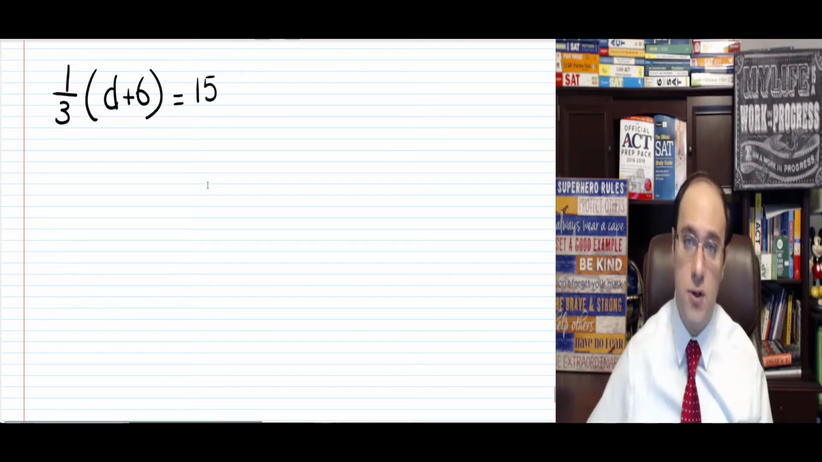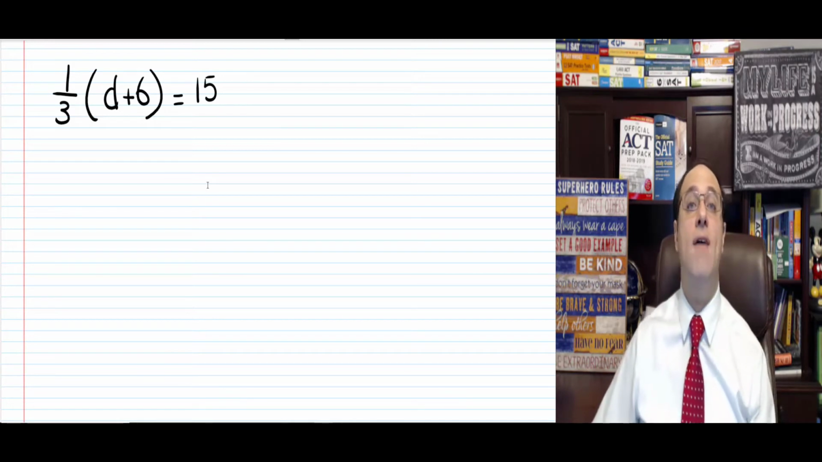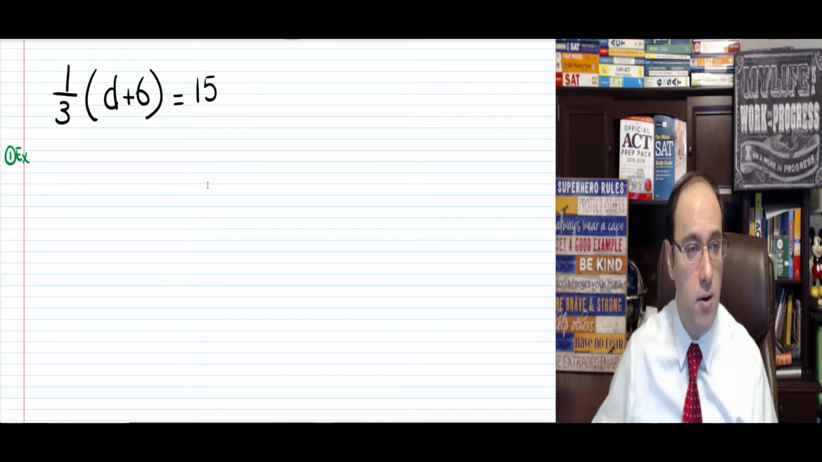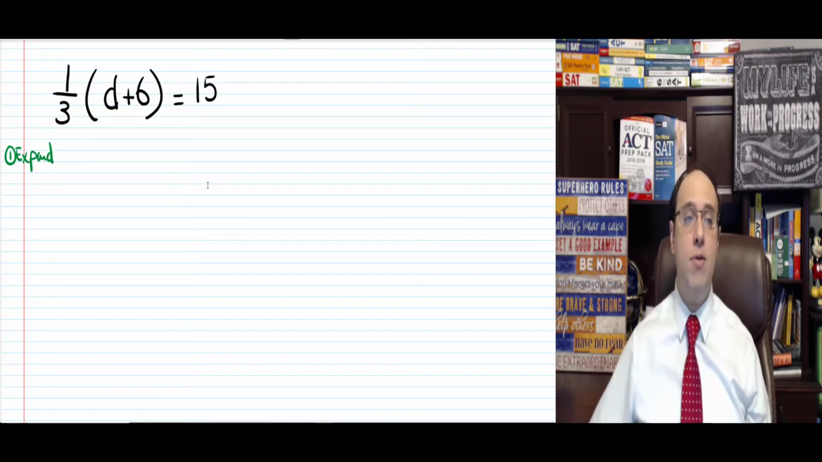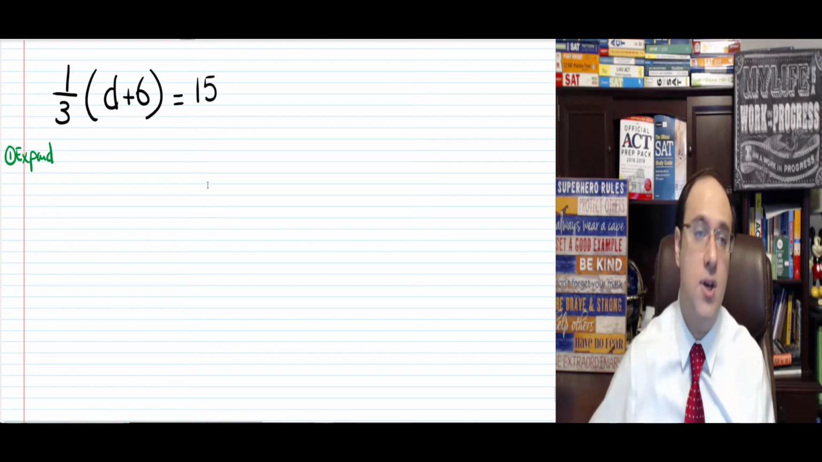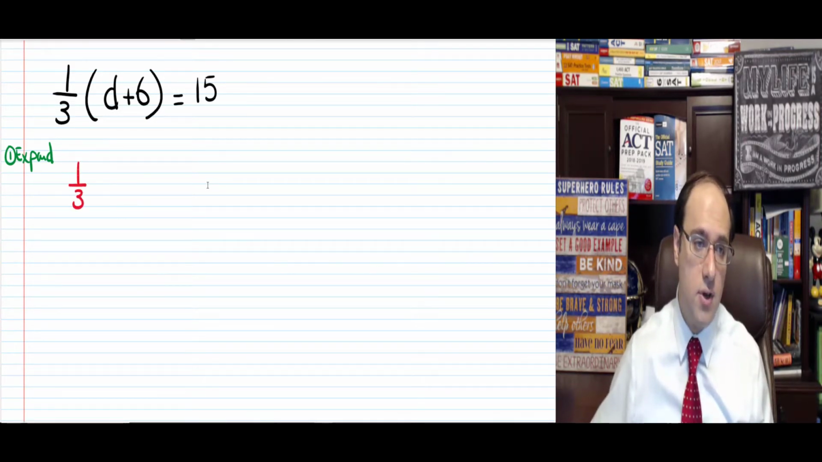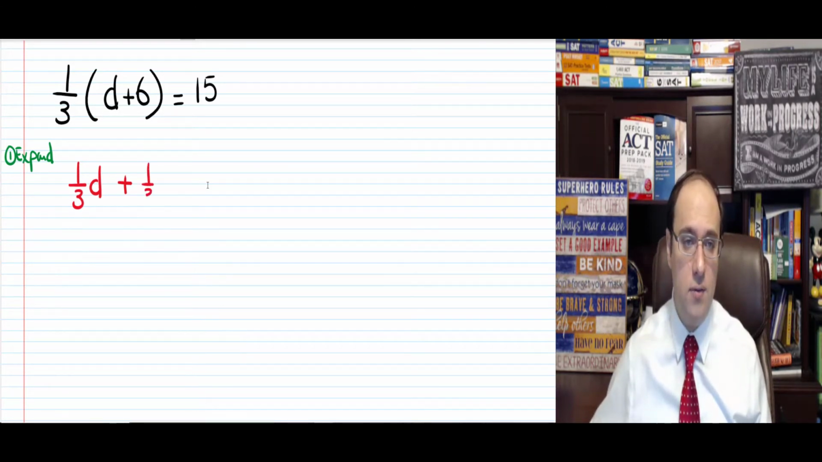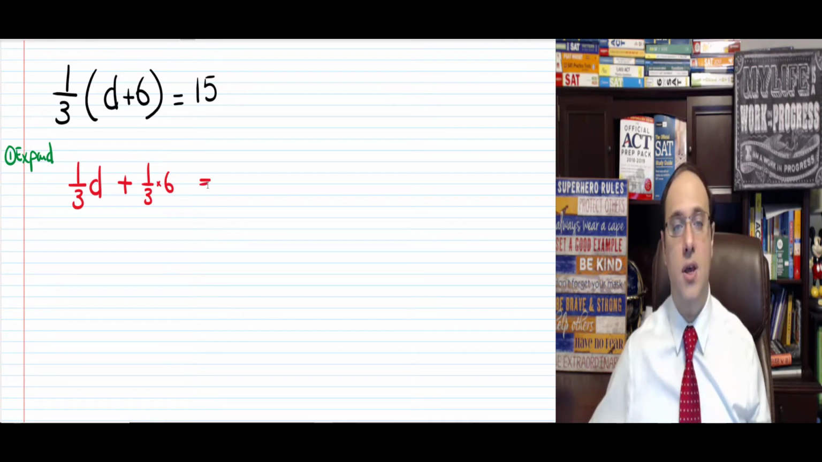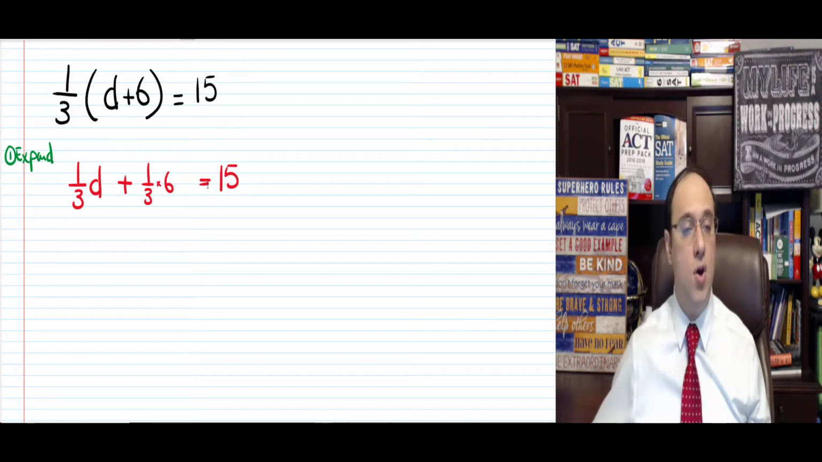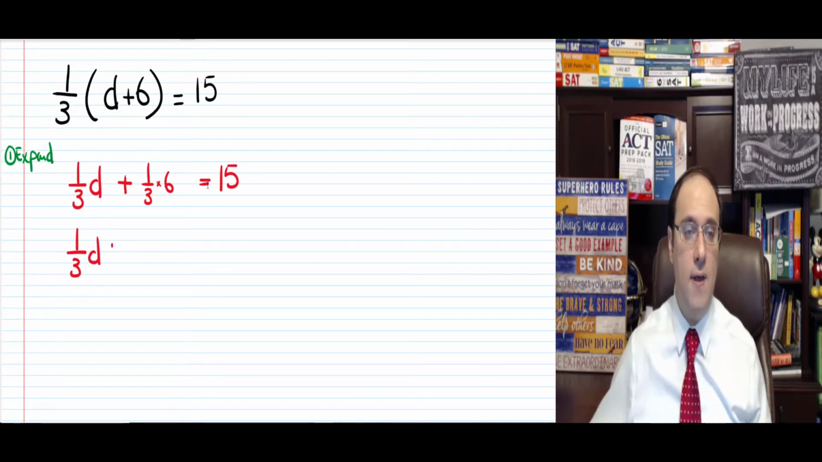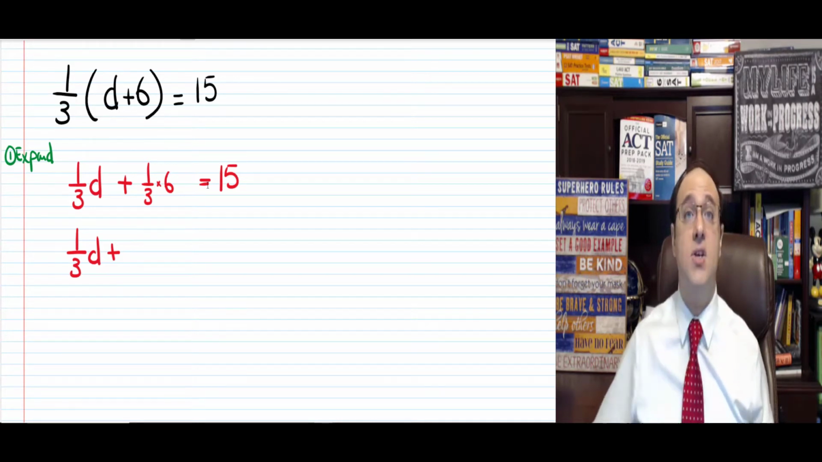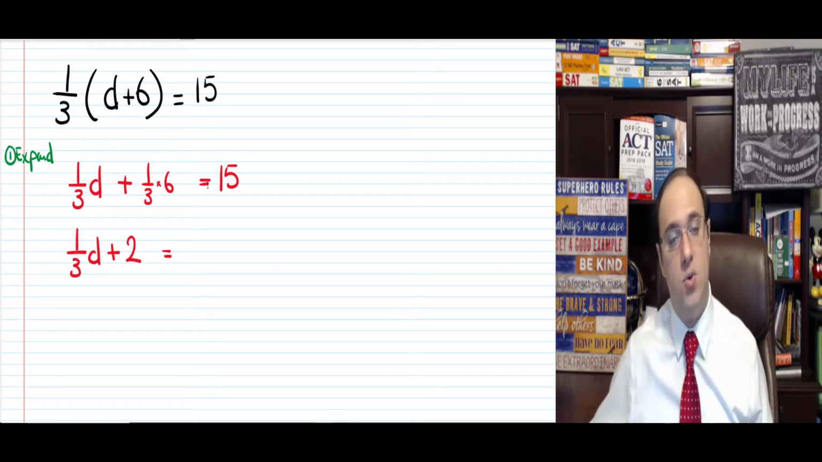Let's answer this. First of all, if you have parentheses on the left, if you have factors on the left, then you must first expand. So number one, expand. 1/3 times d plus 6. So we do 1/3 times d, which is 1/3d, plus 1/3 times 6 equals the 15 as it is. 1/3 d plus 1/3 times 6 means 6/3, and 6/3 is 2, equals 15.